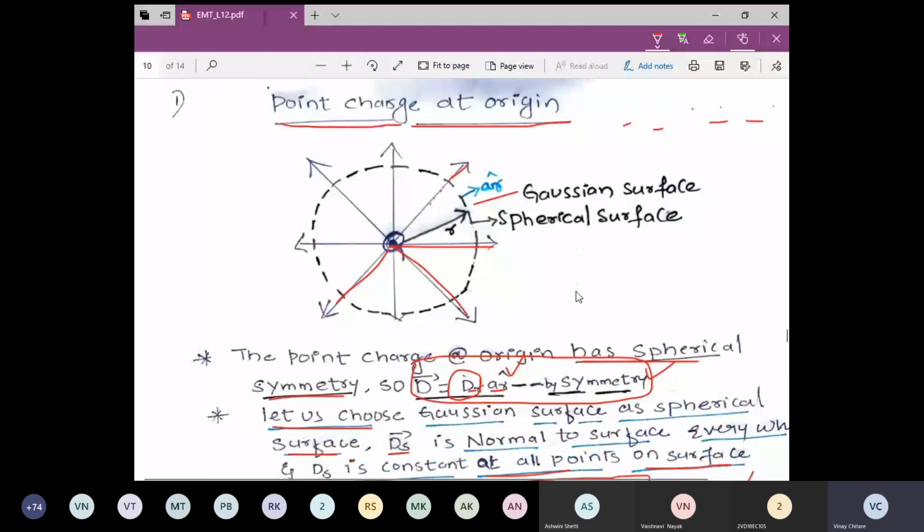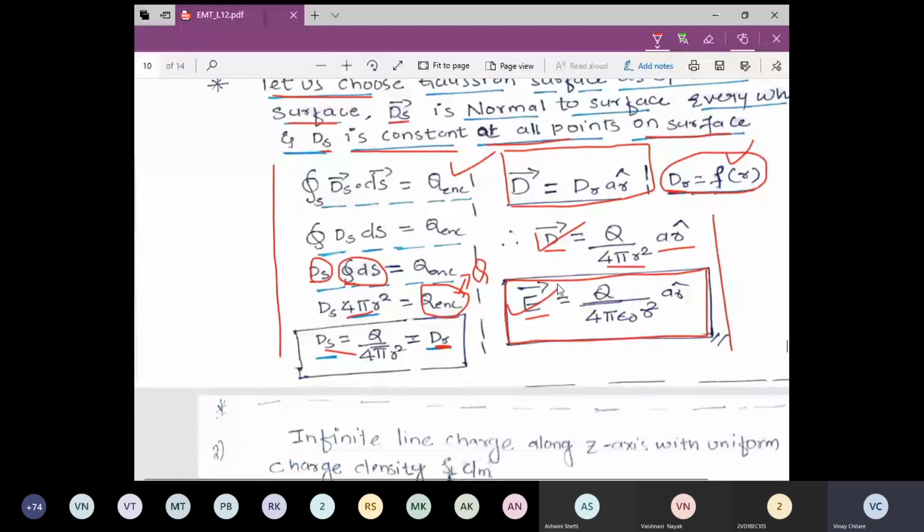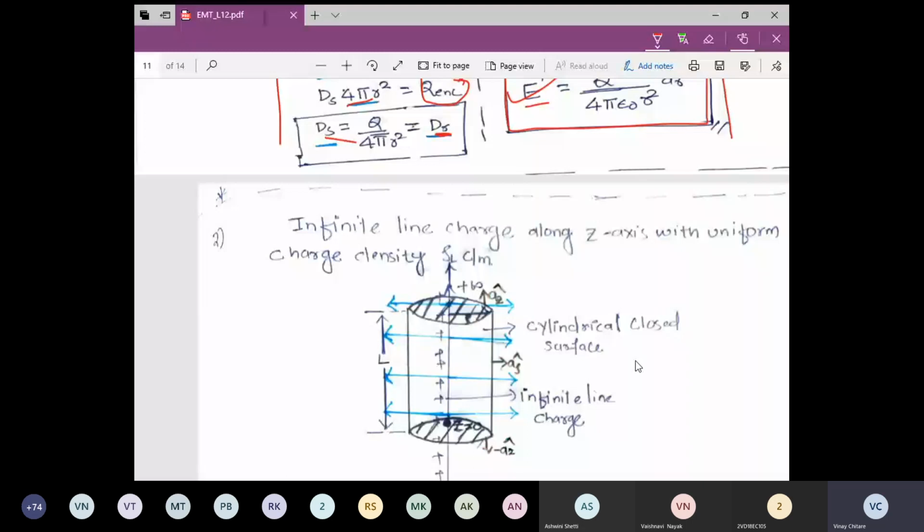Is this point clear? Any doubt? No, sir. So now next, let us go for the same problem which we have done in module 1. We'll try to find the electric field due to an infinite line charge which is along the z-axis.